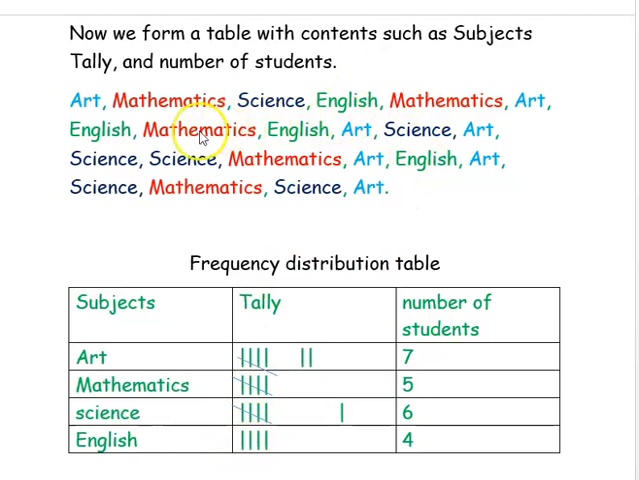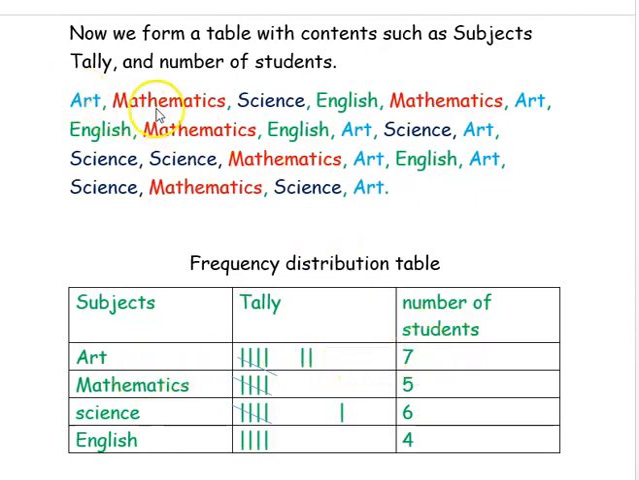Similarly, we will count how many arts there are. 1, 2, 3, 4, 5, 6, 7. So I have put 7 tally marks. 1, 2, 3, 4. The fifth tally mark will always cross these 4 tally marks. So it's 5, 6 and 7. So the number of students who opted for art is 7.